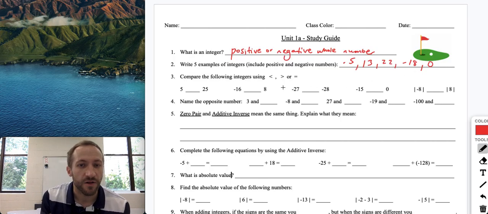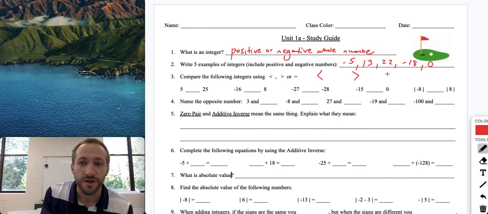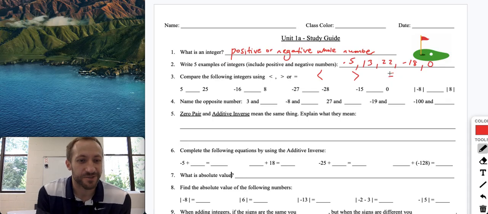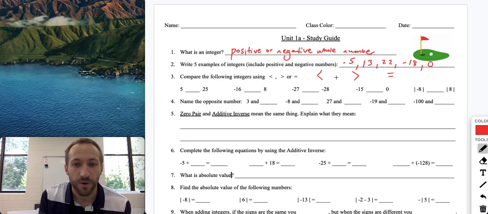The next one, compare the following integers using these symbols. So in case you forgot, we have these 3 symbols. We all know the equal sign. That's everybody's favorite. It's the easiest one. Over here, though, some kids forget which is which.